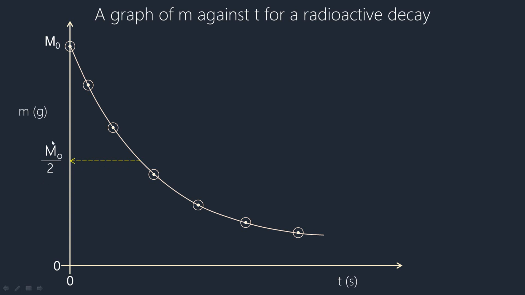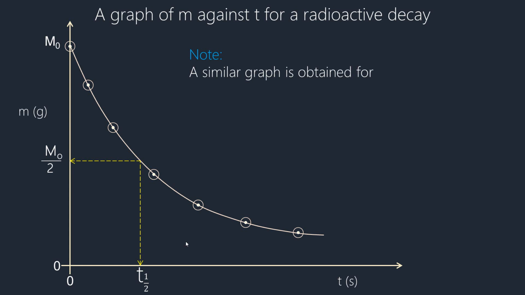Locate where m0/2 is and draw a horizontal line to touch your curve, and then draw a vertical one to connect here so that you can read the half-life. It's that easy, very, very easy. You can go ahead and use another mass, maybe around here, determine half of it, which may be around here, and read another half-life so that you can have many and you get the average.